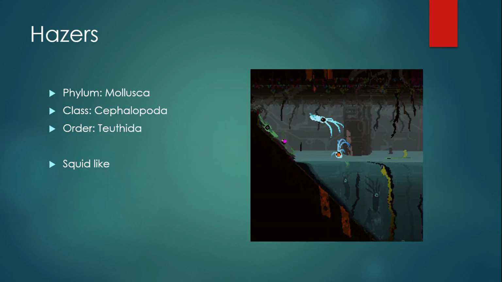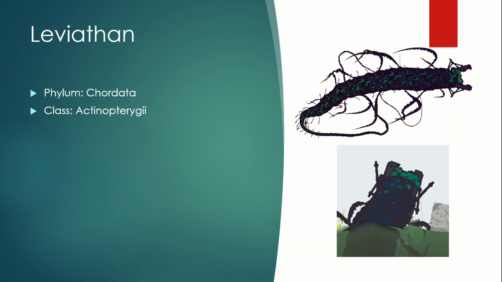Alright, next up are Hazers, which fall under phylum Mollusca, class Cephalopoda, and order Teuthida. They are very squid-like in nature, and have a lot of characteristics innate to squids, like those big eyes and the head shape.